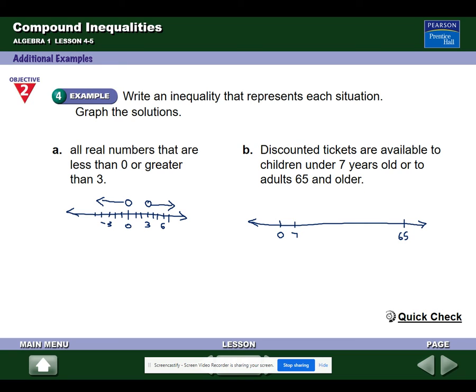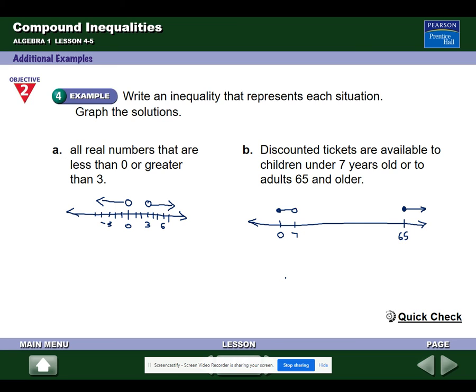Anyway, discounted tickets are available to children under 7 years old or to adults 65 and older. Does that sound like it includes 65-year-olds? It does. Children under 7, does that sound like it includes 7-year-olds? No. So I'd say that, right? So 65 and older is the inequality or equal to, 65 and up. Children under 7 means 6-year-olds and below. Okay, so we got an open circle at 7. And you might just draw an arrow here and not really think about it, but technically children are never below 0 years old. So really, this is what we're talking about.